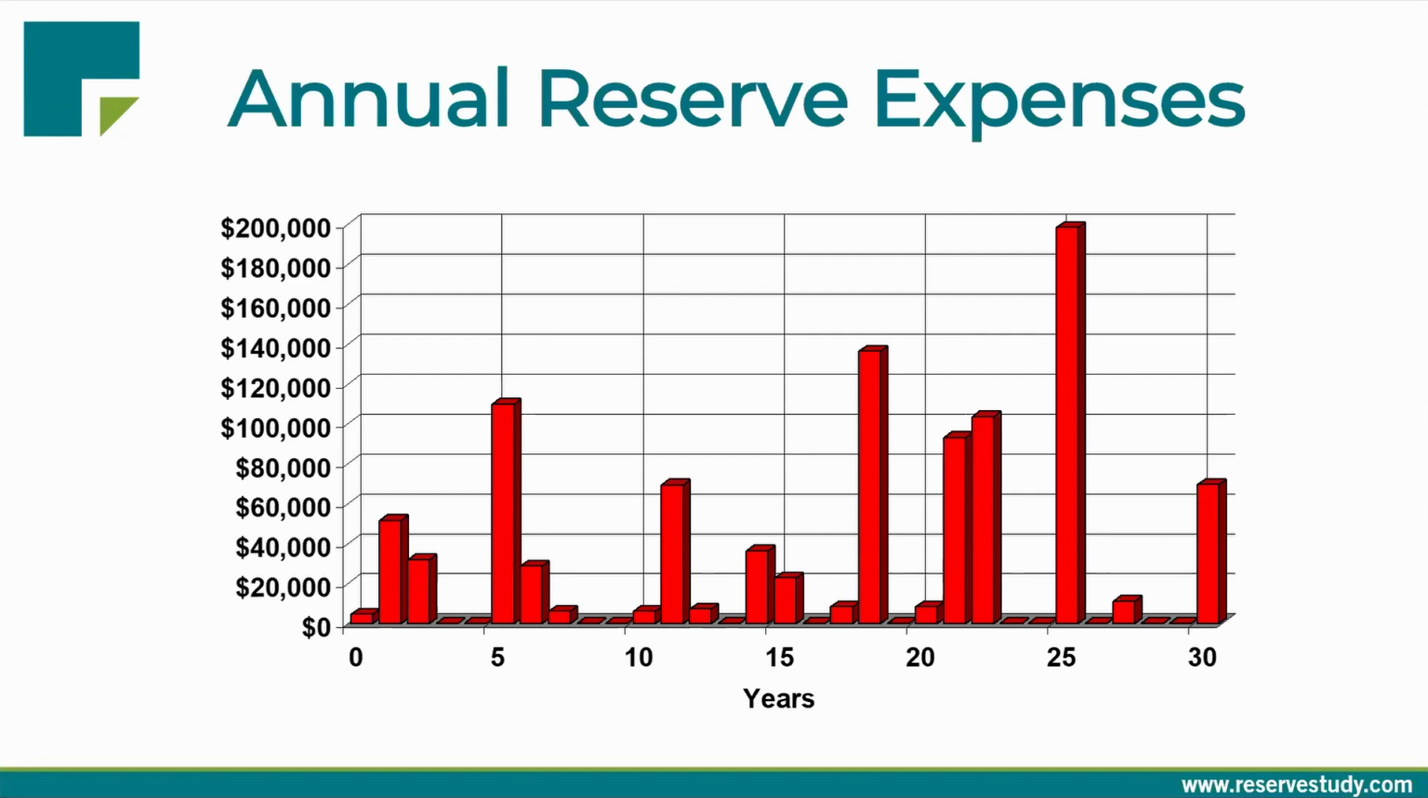And so when we start talking about the importance of these major projects, we look back at that annual reserve expense chart and see in those big years, 14 years out, 25 years out, those are very impactful projects. So what we want to talk about next is how the impact is determined and why that is important for each community.